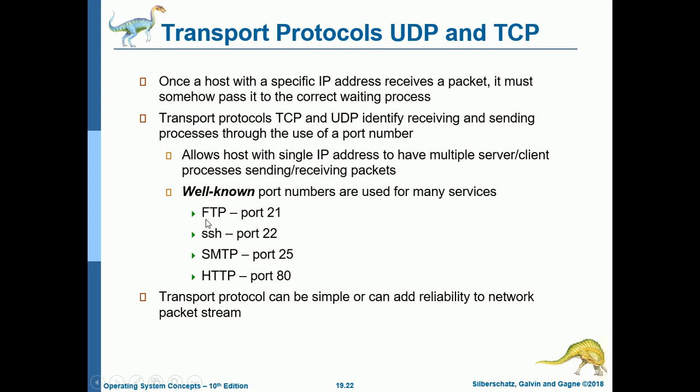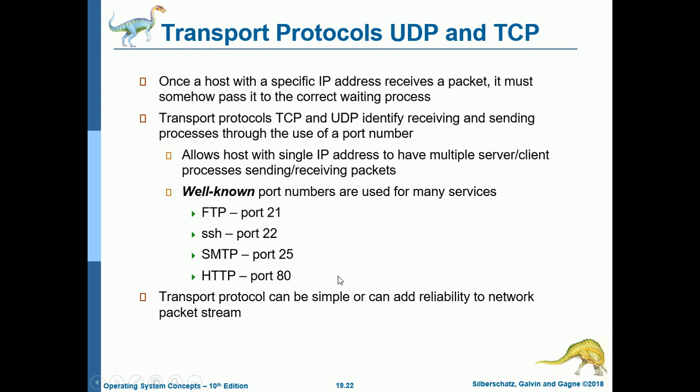The following are well-known port numbers used for many services. For File Transfer Protocol, we have port 21. SSH is actually called Secure Shell Protocol, a cryptographic network protocol for operating network services securely over an unsecured network. It uses port 22. SMTP, the Simple Mail Transfer Protocol, is port 25, and it is responsible for our email messages. And we have HTTP, the Hypertext Transfer Protocol, which is port 80.